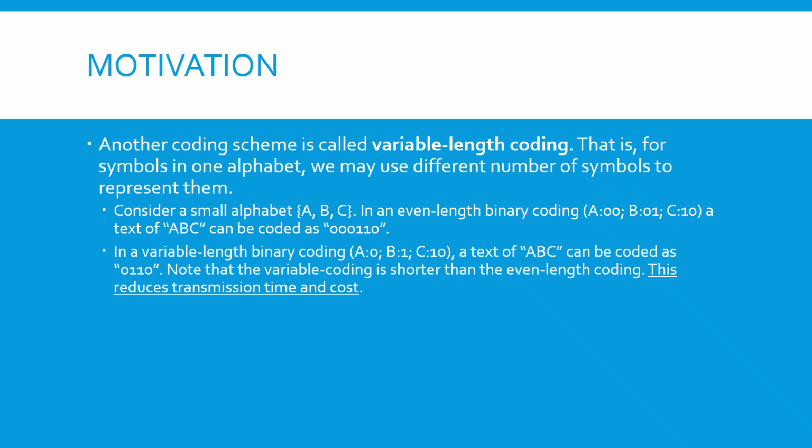On the other hand, under a variable length coding scheme, we could encode A as 0, B as 1, and C as 10. Then, ABC is encoded as 0110. This encoding is shorter than the fixed-length version. As a result, variable-length coding can reduce storage requirements as well as transmission cost and delay. This efficiency is the main advantage of variable-length coding over fixed-length coding.